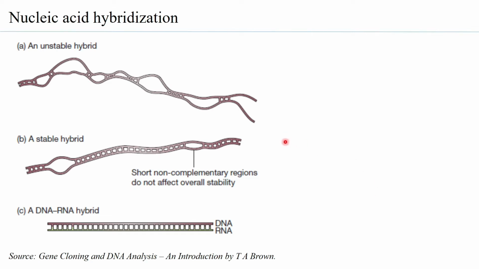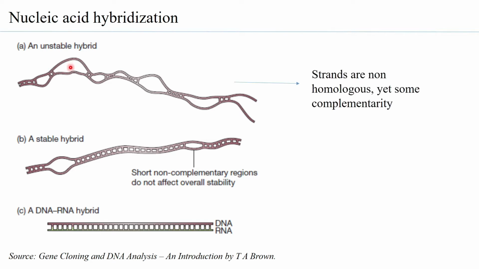If there are two strands that are not homologous, when you say not homologous, it means that a very low percentage of bases are identical or complementary. Because there is some complementarity, there will be interaction or base pairing of the two strands, but the hybrid that is formed will not be very stable, it will be unstable. Yet there is hybridization happening.